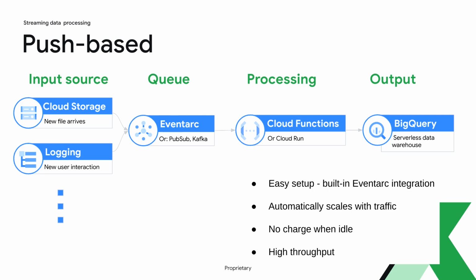And this works really well. There are a lot of customers using Cloud Run and Cloud Functions for this type of use case. It's easy to set up. Cloud Functions, for example, even has built-in Eventarc integration. And it automatically scales with traffic, and you don't pay anything when you don't have any events.